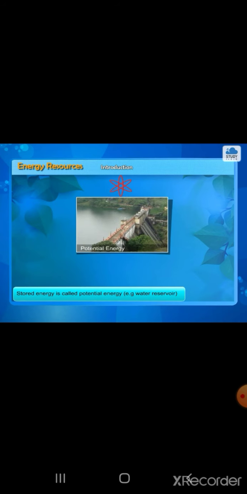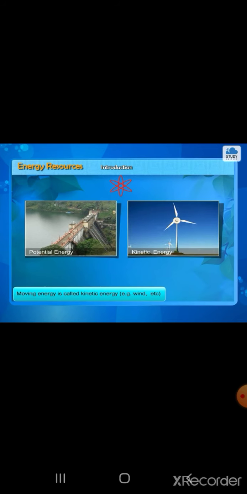Energy can be divided into two types. Stored energy is called potential energy, example water reservoir. Moving energy is called kinetic energy, example wind, etc.